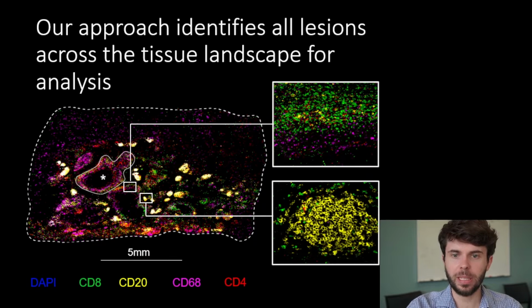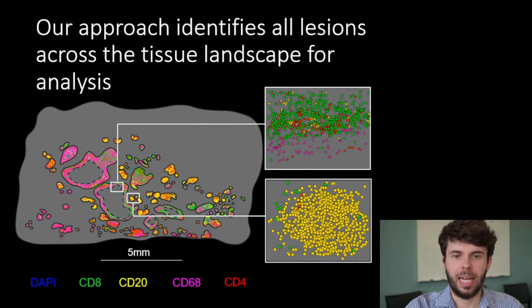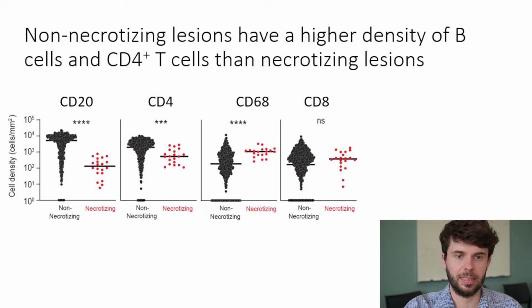We used the OPAL imaging system to stain for major immune populations and used image stitching to capture entire patient tissue sections. We identified individual cells using segmentation, and to capture every cellular lesion, we developed a density-based system that was able to classify lesions into both necrotizing and non-necrotizing granulomas. Overall, we identified 726 individual lesions across 13 patients.